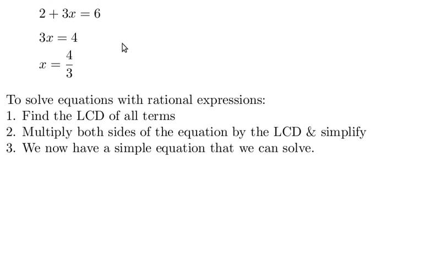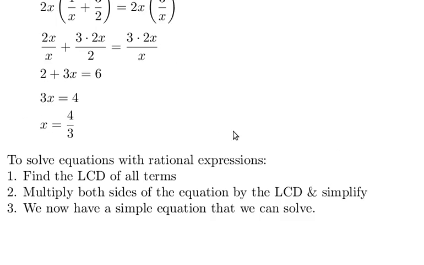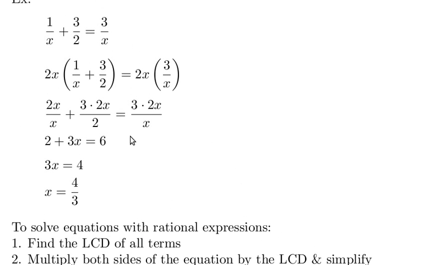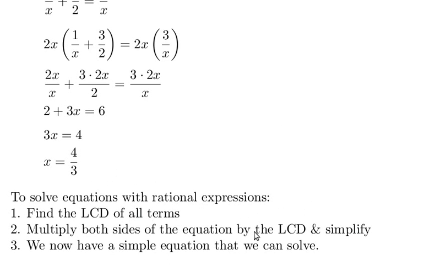So to solve equations that have rational expressions, the first thing you do is find the lowest common denominator of all the terms. That was the first thing we did. It turned out to be 2x. I didn't type it out, but that's what it turned out to be. Multiply both sides of the equation by the LCD, then simplify. That's what we did here. And this was the simplified form.